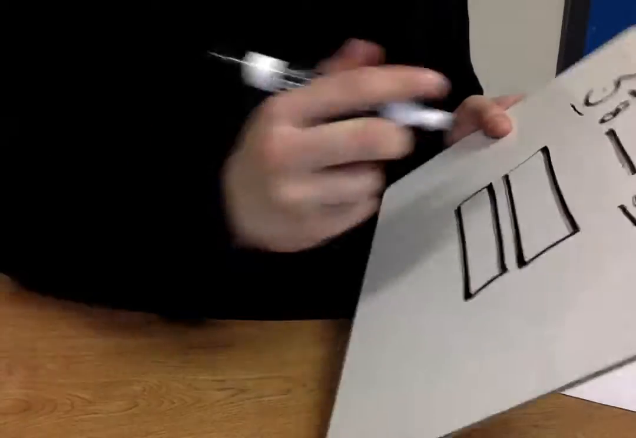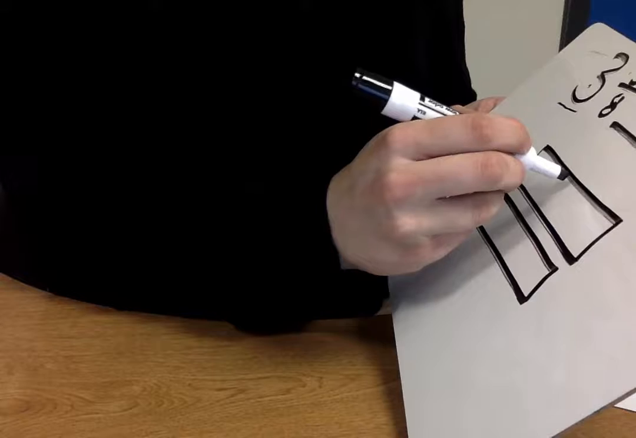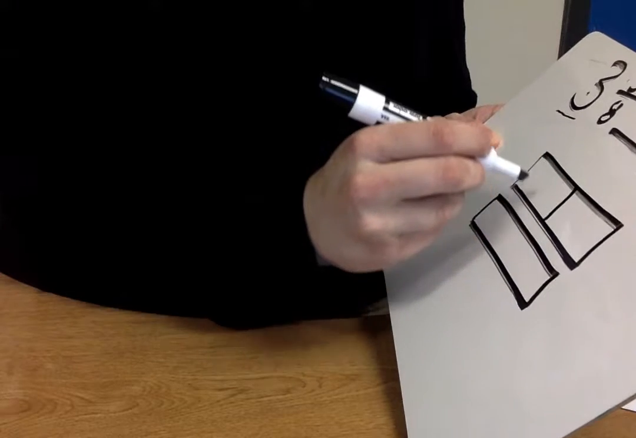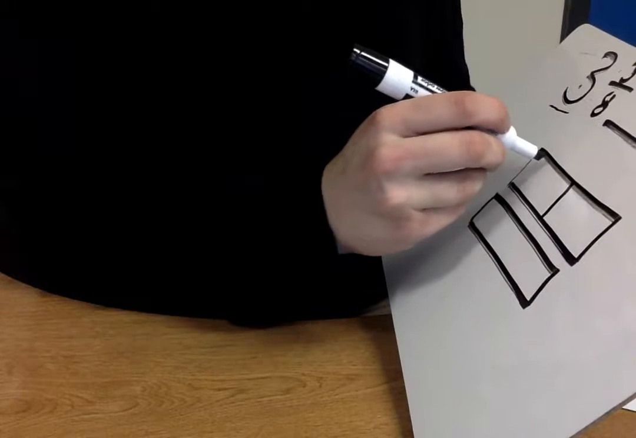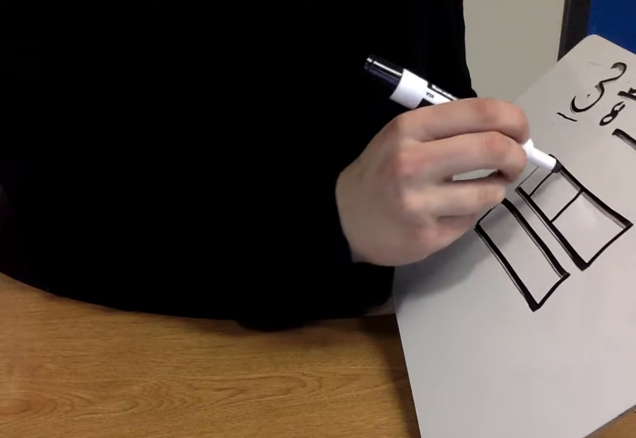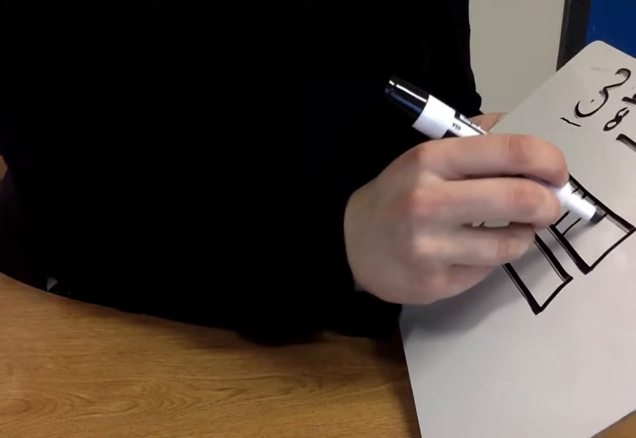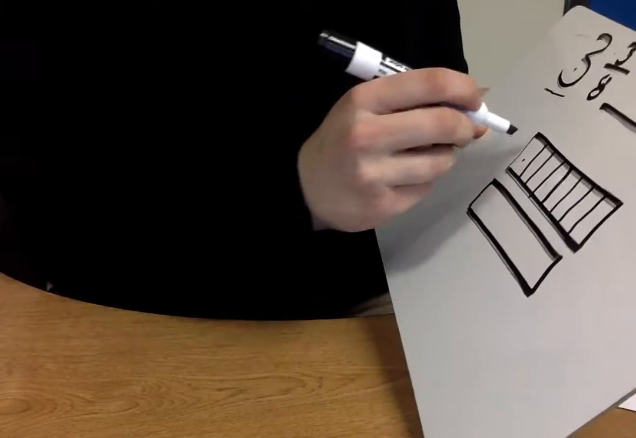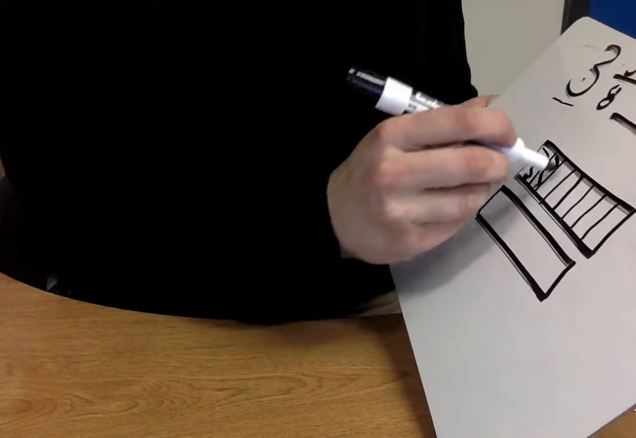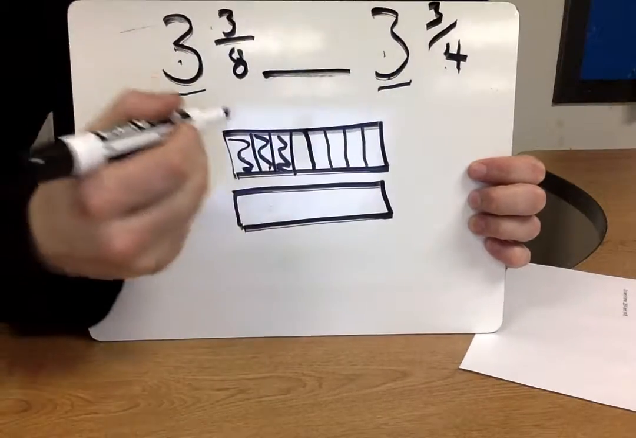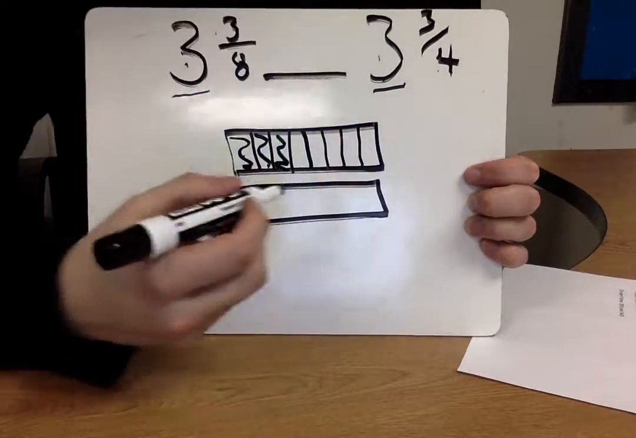I'm going to partition this first tape diagram into 8s. I'm going to start by splitting it in half, and then I know that each of these halves have to be 4, so 1, 2, 3, 4, 5, 6, 7, 8, and I need to shade in 3 of these 8s. So I've shaded in my first tape diagram. I have 3/8 shaded in.